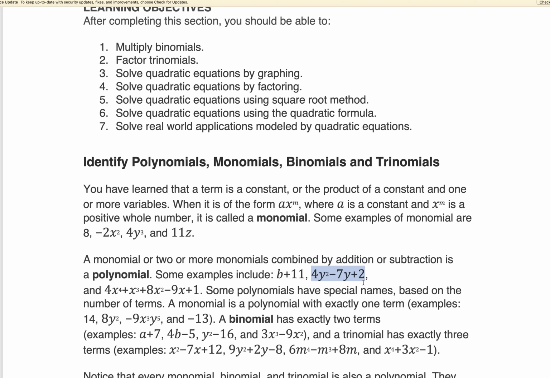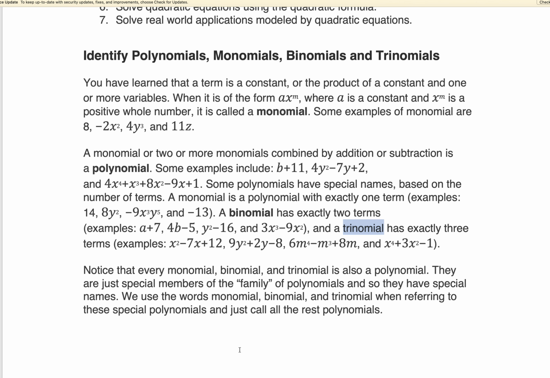And so a polynomial may have many terms, such that all the terms are connected by the plus sign or minus sign. It's the addition or subtraction of multiple terms. That's a polynomial. A polynomial with 2 terms is called a binomial. And a polynomial with 3 terms is simply called a trinomial. This is a trinomial right here. These are examples of trinomials.